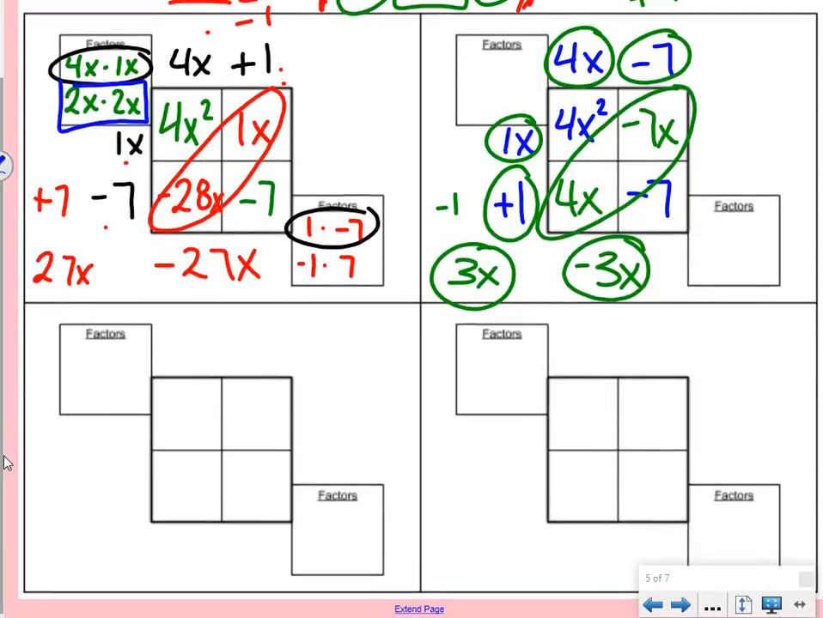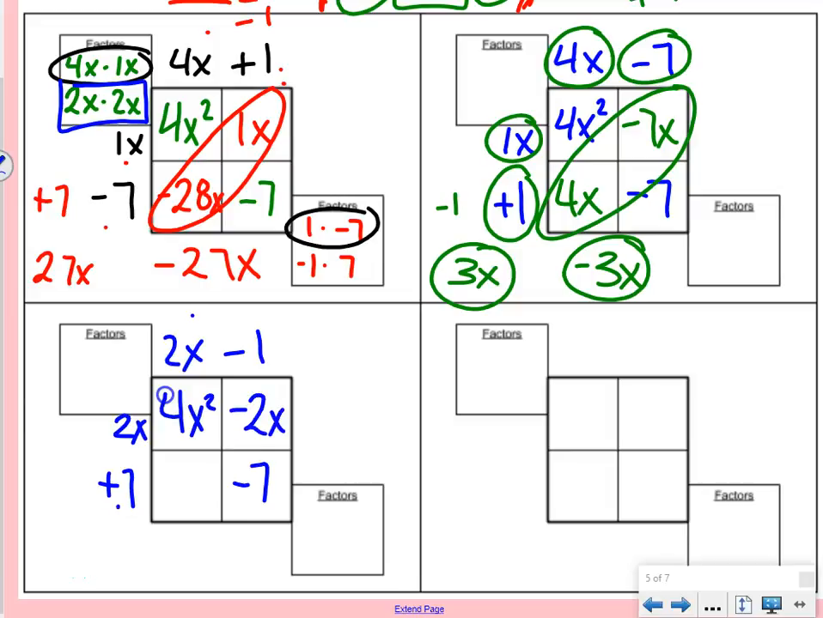All right, so let's use 2x and 2x to make that 4x squared. And then we can put negative 1 on top and positive 7. Let's try negative 1 and positive 7. 2x times negative 1 is negative 2x, and 7 times 2x is 14x. That gives us a positive 12x, but we're looking for negative 12x.